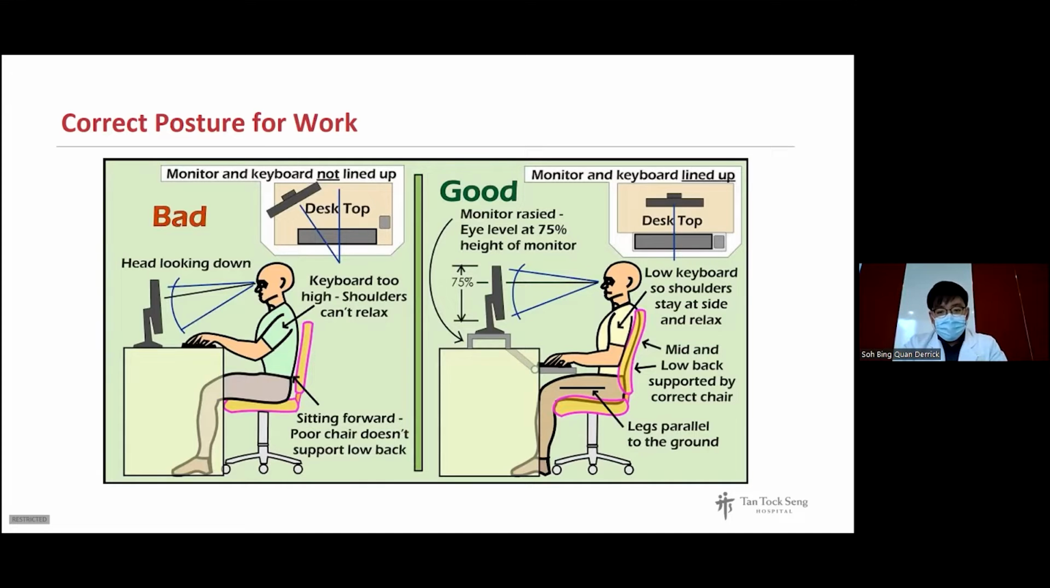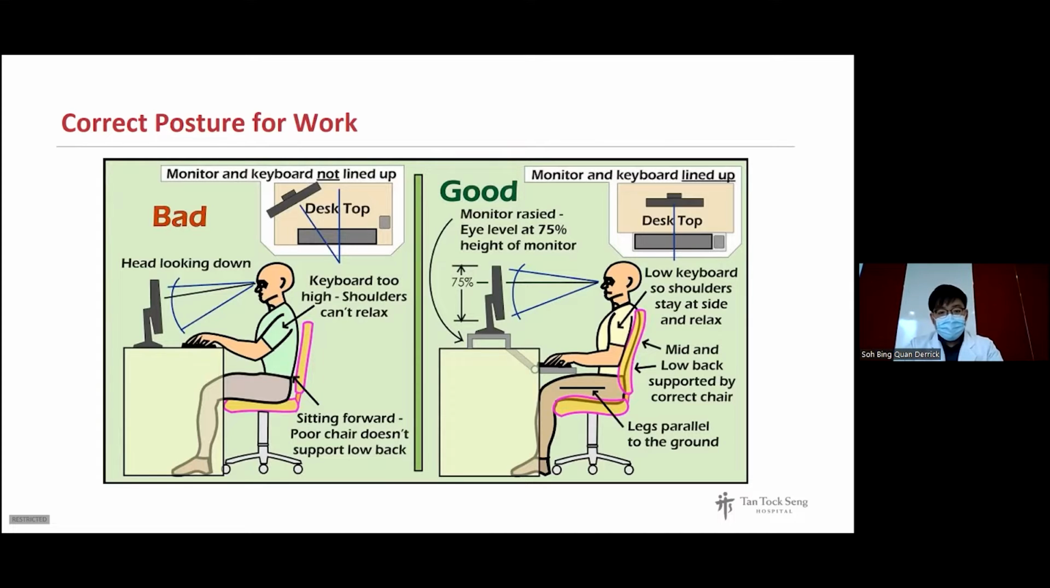push your butt all the way back to the back of the chair. So you need to support your buttocks, sort of buttocks kissing onto the back of your chair. Then just lean on the backrest. Okay, then legs maintain 90 degrees. That is the proper posture for when you're working on a computer.